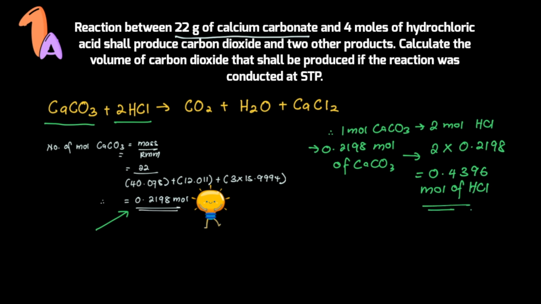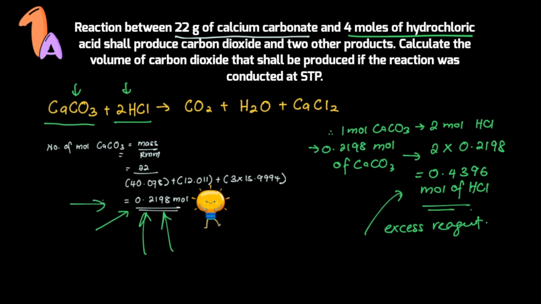Because we need to determine which one of these reactants is the limiting reagent. So if we look back at the question, you actually have 4 moles of hydrochloric acid. So we can conclude that this is the excess reagent. So whatever product that is going to be formed is going to reflect on this amount of calcium carbonate.